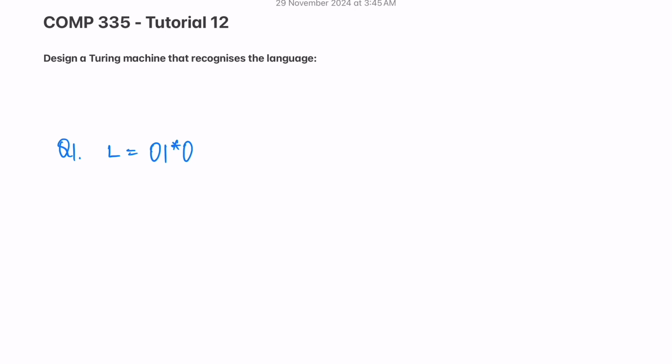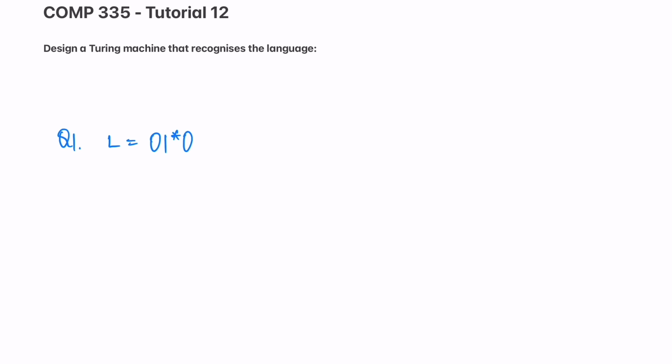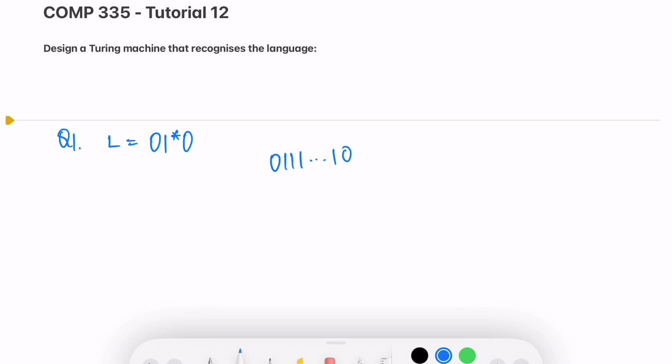Let's solve question number 1, which is to recognize this language L equals 0 1 star 0. So here the accepted strings would be 0, then 1s, and you can have however many ones you want here, and then it'll always end with a 0.